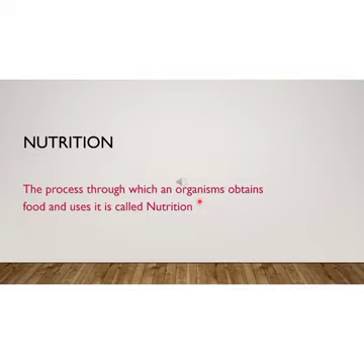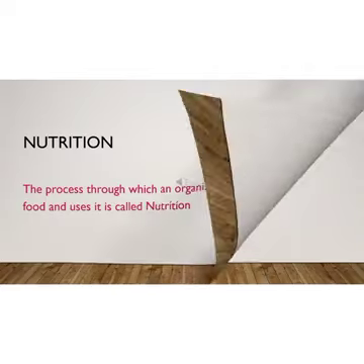Now you will be asking how a plant will obtain food. We will learn in our further videos. And how it uses it is called nutrition. It is a process in which the plant obtains food, means eats the food, and uses it in the various parts. Suppose in a human being, it obtains food to get energy, to repair cells and many other things. Now we will see the modes of nutrition in the plant.